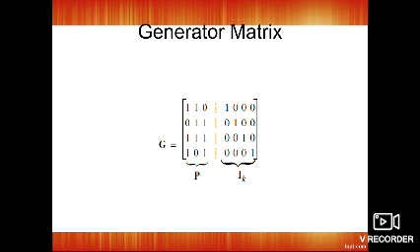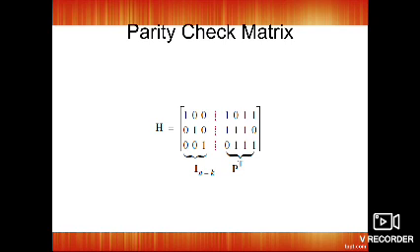So here is the generator matrix. The generator matrix is represented by the capital letter G. G stands for the generator matrix. The code vector x is equal to mG, and the generator matrix should be of size k cross n, that is k number of rows and n number of columns. So G is equal to k cross n. It is represented as G equal to the identity matrix I concatenated with P, of size k cross q.